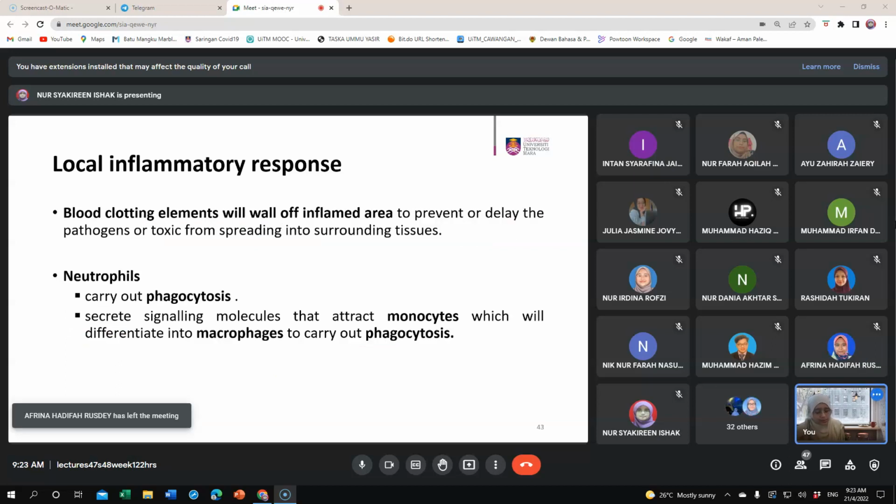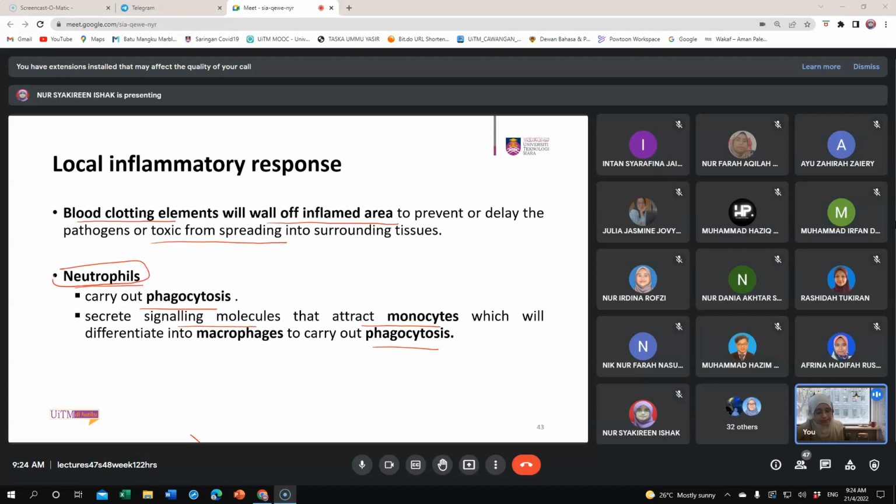And then okay, so tadi increased permeability causes blood clotting element to enter into that wounded area, to injured site. Okay, to the infected area, for example. So blood clotting elements will wall off inflamed area to prevent or delay the pathogen or toxic from spreading into the surrounding tissue. So you have the blood clotting element formed so that this prevent the pathogen from entering deep into the tissue. Okay, so the neutrophil will carry out phagocytosis. It engulfs the pathogen that tries to enter at the wounded area or infected area. So neutrophils secrete signaling molecules that attracts monocyte, which will differentiate into macrophage to carry out phagocytosis.